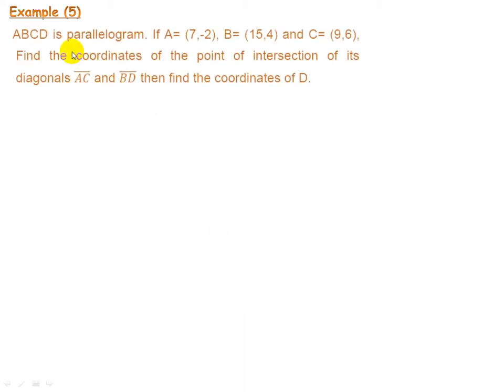The last example, number 5. ABCD is a parallelogram. If A equals (7, -2), B equals (15, 4), C equals (9, 6), find the coordinates of the point of intersection of its diagonals AC and BD, then find the coordinates of the point D.